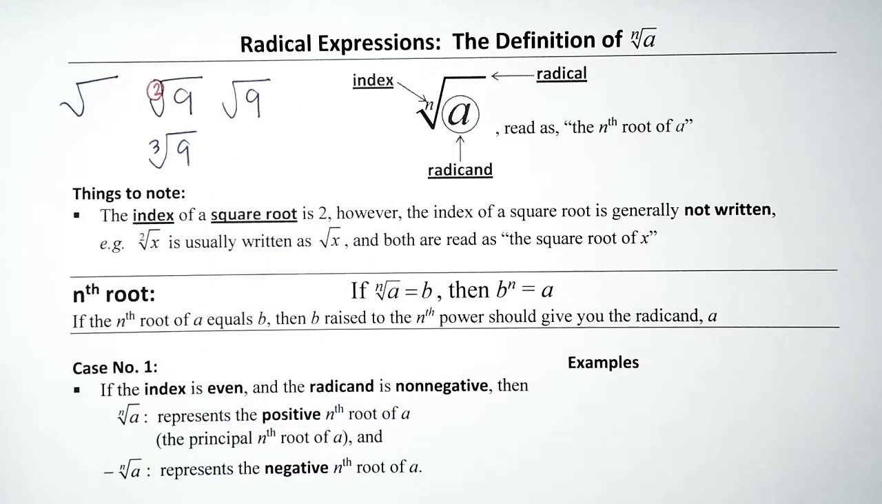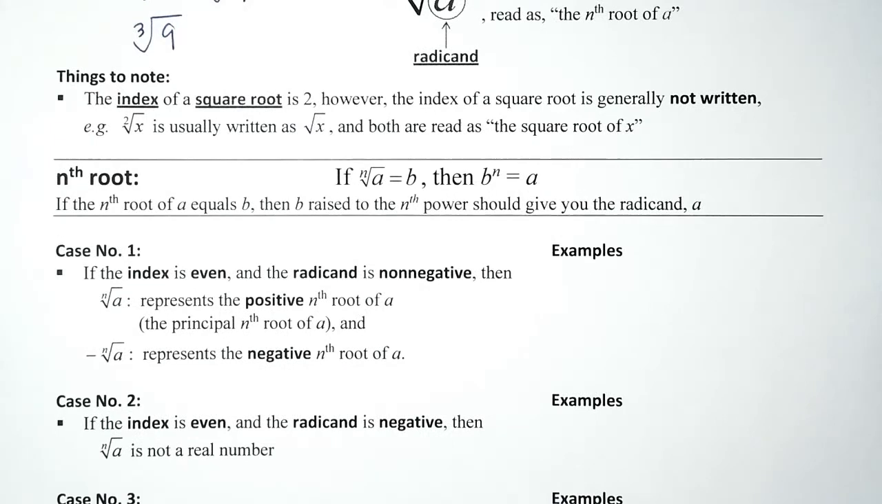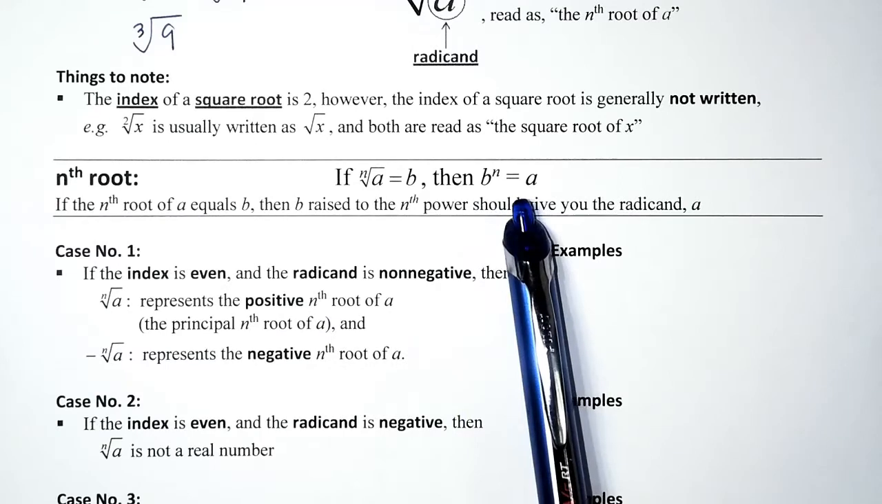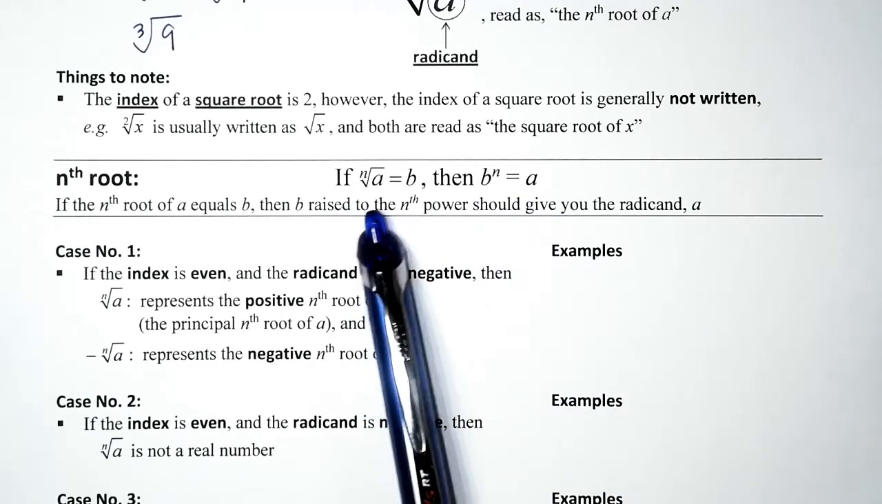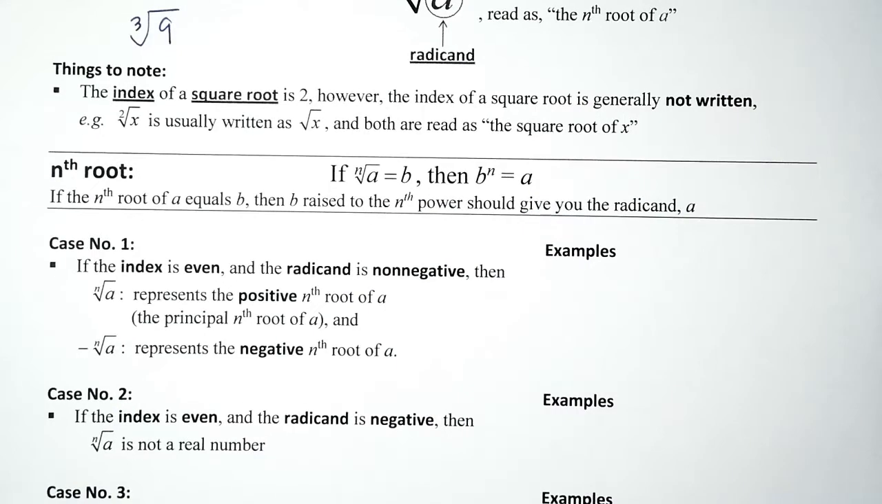Fantastic. So let's continue with the definition of the nth root. I'm going to read it and then I'll break it down. It says if the nth root of a equals b, then b to the n equals a.